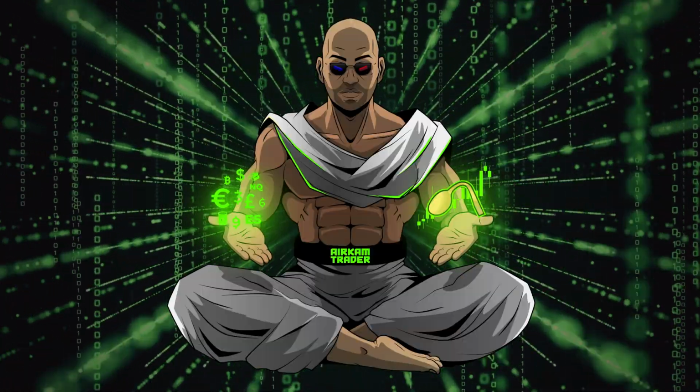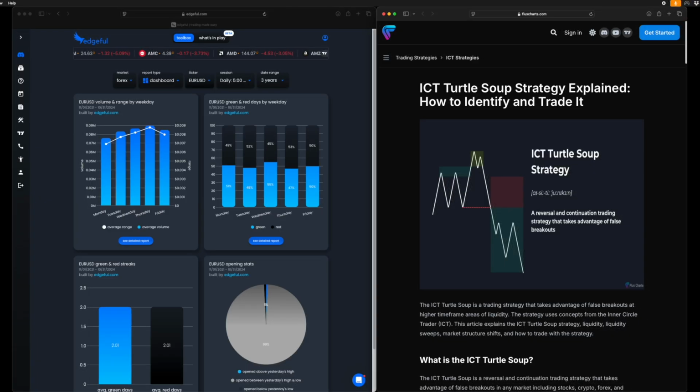What's all this business about gold block levels? Within 5 minutes, I'm going to share with you the shocking truth behind the ICT turtle soup strategy. So what is the turtle soup strategy?